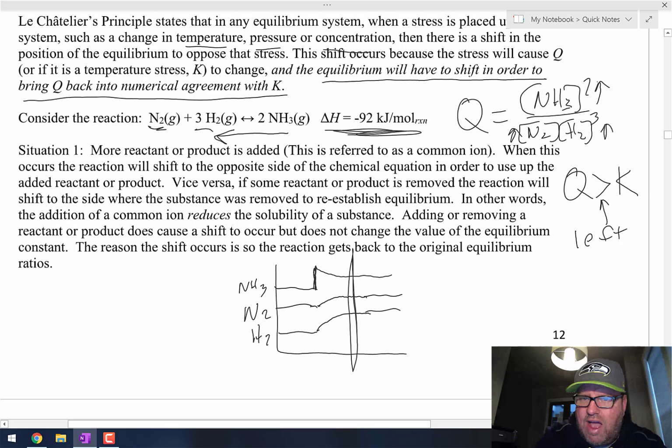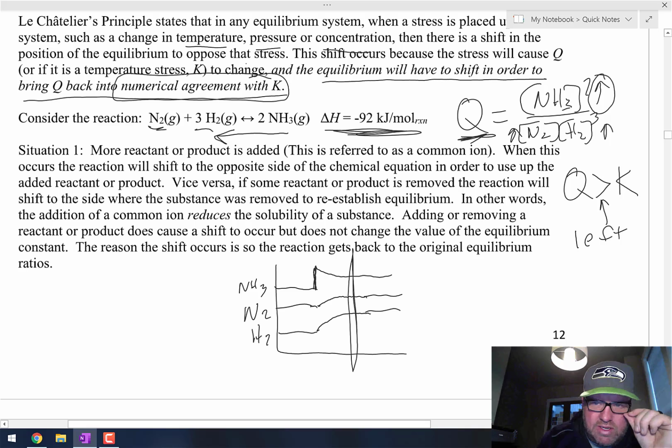So NH3 is still greater than it used to be, but so is nitrogen and so is hydrogen. Because when this happens, the equilibrium constant can't change. The concentration values will change, which means Q changes, but the equilibrium constant value can't change. You have to get it back into numerical agreement with the equilibrium constant.